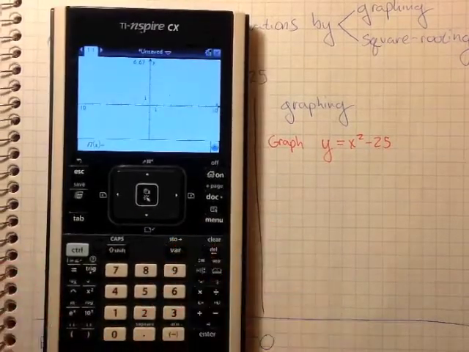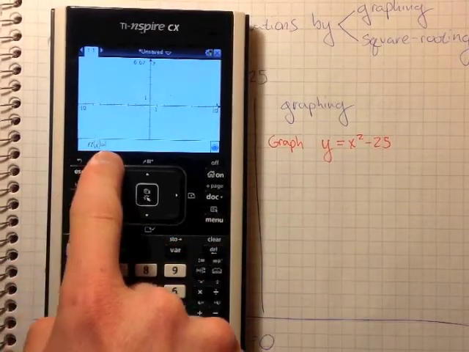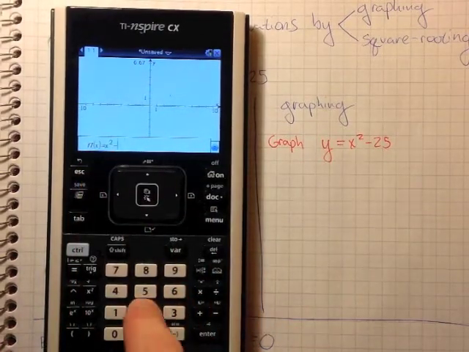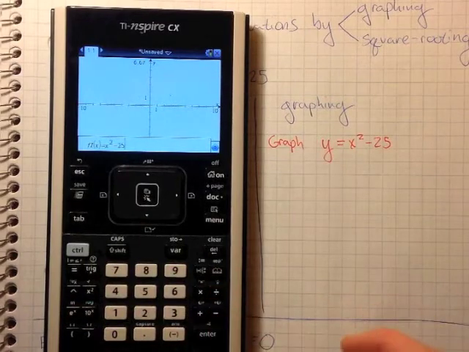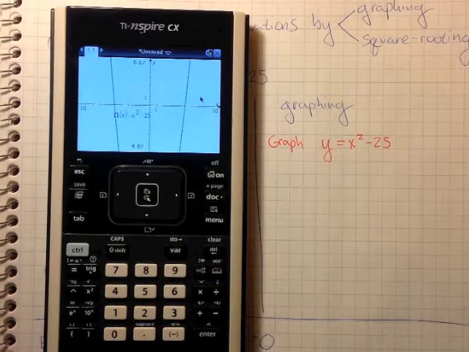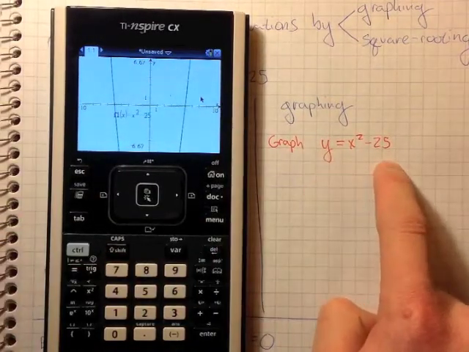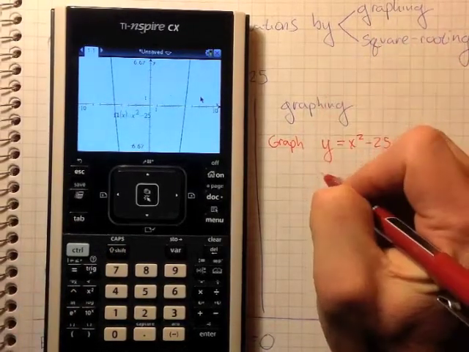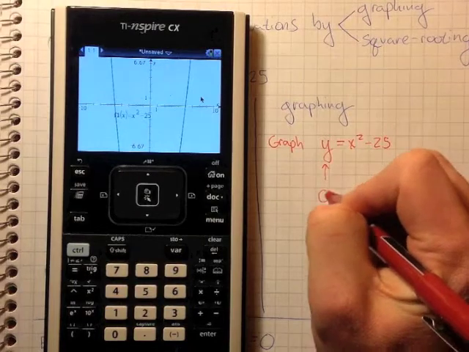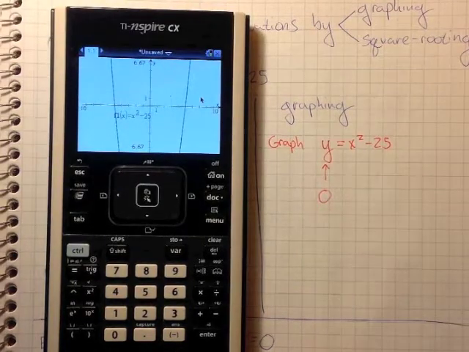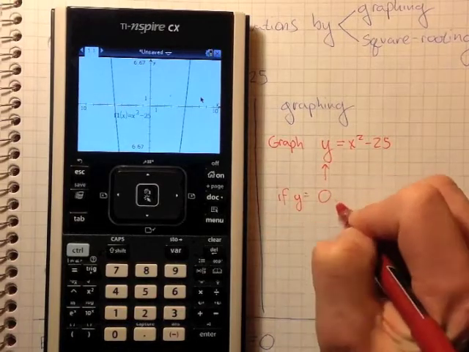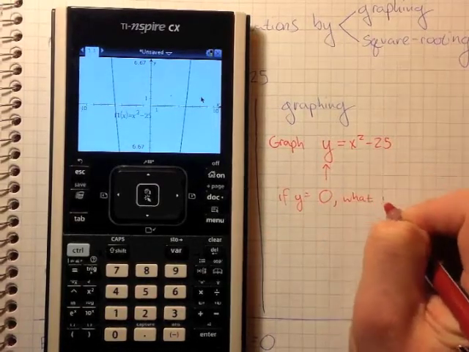Okay, so we're creating a graph. y equals x squared minus 25. Okay? So once we've graphed this, we want to know if we stick in a value of 0 for y, what is x? So if y equals 0, what is x?